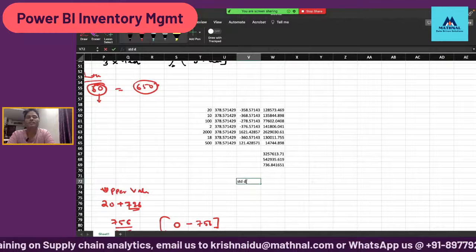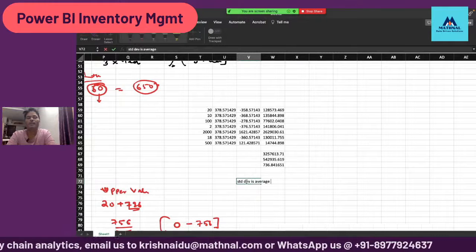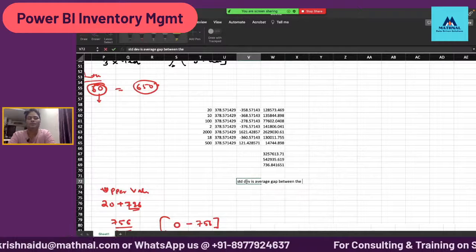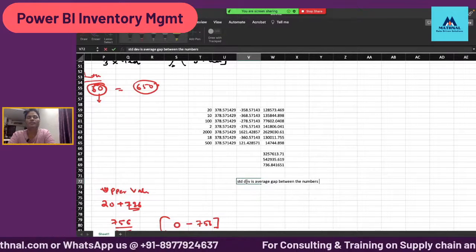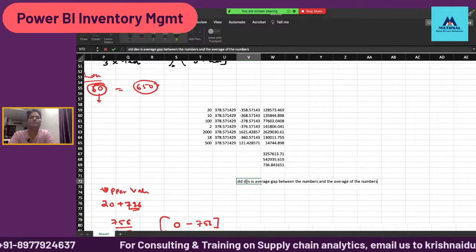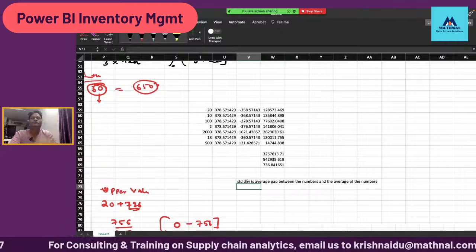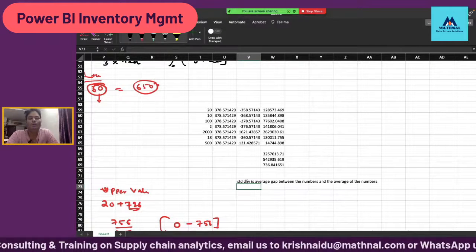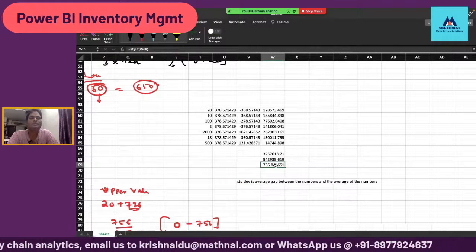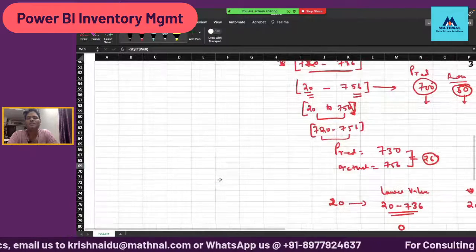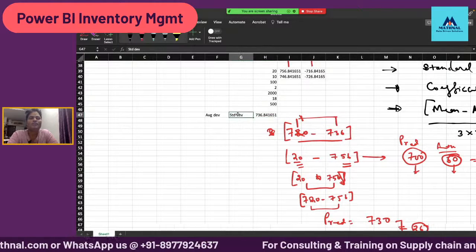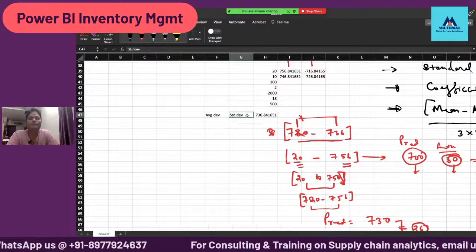Standard deviation is nothing but the average gap between the numbers and the average of the numbers. So these are the two methods to calculate the standard deviation. What I did here is a manual method, and this is the Excel formula. Directly, we don't need to do all the process. We can just put the Excel formula and find it.